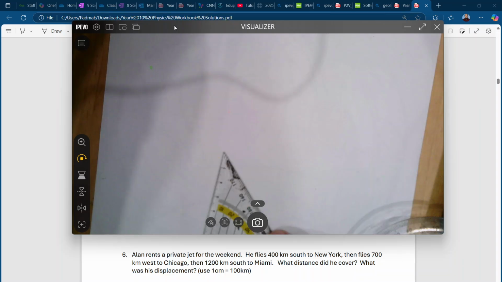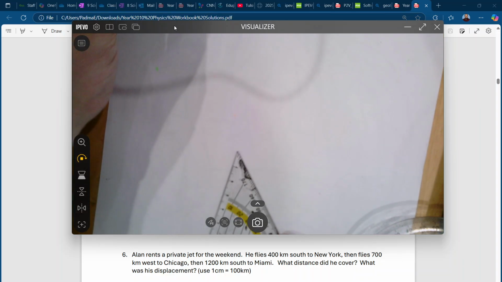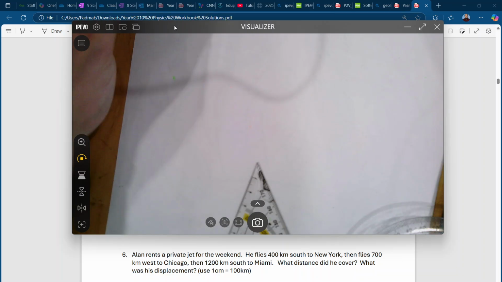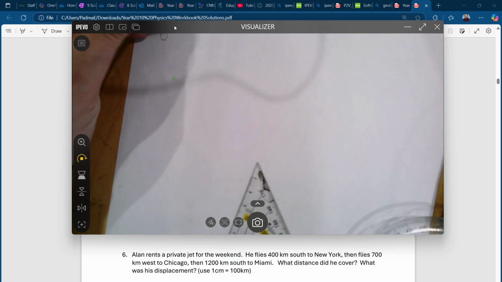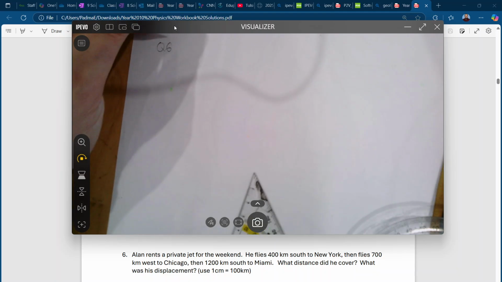So we've got question 6. Let me shuffle my page a bit so I can find where I am on the screen. All right, so question 6. So what do we know? Alan rents a private jet for the weekend. He flies 400 kilometers south to New York and then flies 700 kilometers west to Chicago. And then 1,200 kilometers south to Miami.